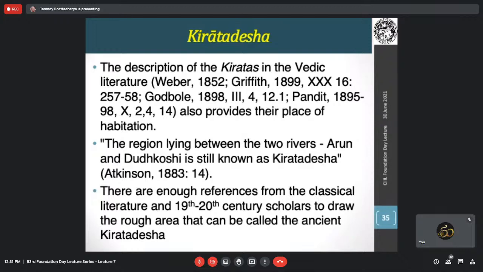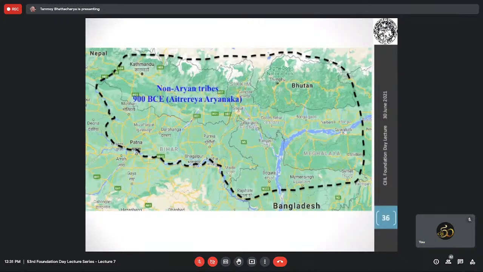There are enough references I have gathered so far from classical literature and the 19th-20th century scholars' work to draw the rough area that can be called the ancient Kirata Desha, which I've drawn in the next slide. This is my drawing from Google Map, looking at not just these two rivers, but many other textual references. You can see this is a huge area, including Bhutan, Nepal, the Himalayas, and part of Bihar, Uttar Pradesh, part of North Bengal, the Northeast, etc. This is of course not accurate, but it is based on the textual references.